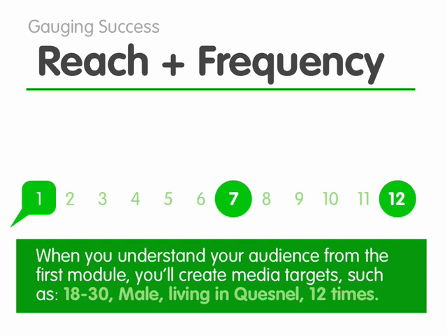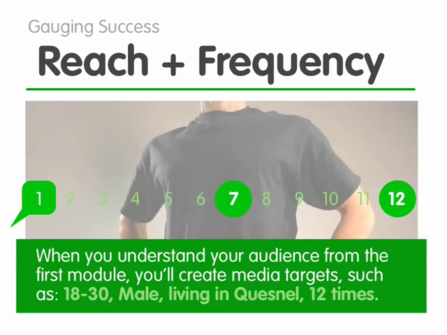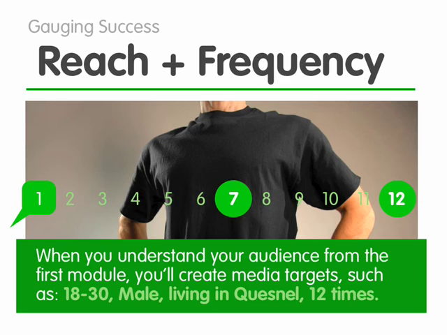By combining reach and frequency, you'll begin to develop a strategy for which media to use. By adding the understanding of your key audiences that you develop in the first module of the toolkit, you'll be able to create media targets such as reaching every 18 to 30-year-old male in Quesnel 12 times during the campaign. The campaign, of course, might last a month or 6 weeks or longer, and it may use a variety of different media. So your 18 to 30-year-old target audience might see the same message in a print ad, on the side of your vehicle, and on a poster or postcard.